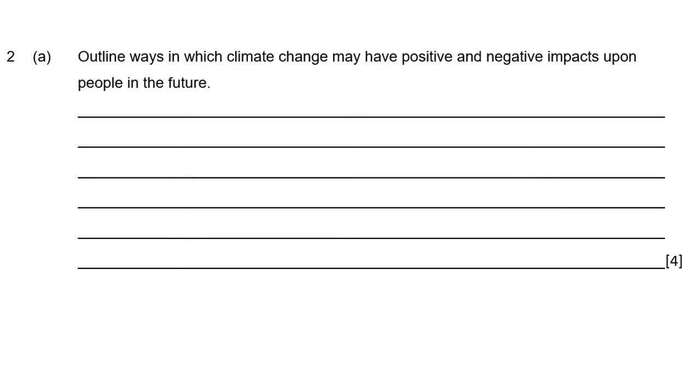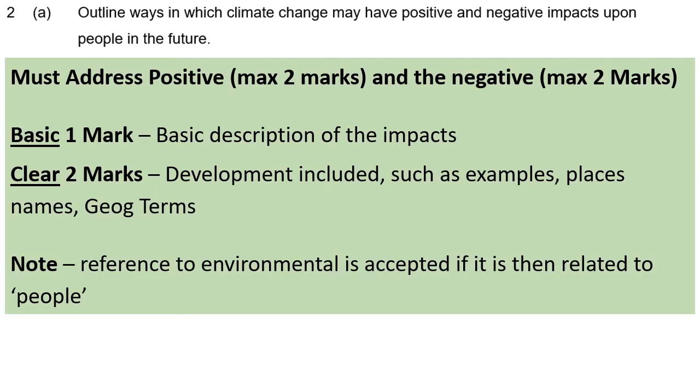Outline ways in which climate change may have positively and negatively impacted upon people in the future. So 1 mark is a basic description of the impacts, and 2 marks is going to be development, maybe examples, place names, geography words, so exactly the same things that keep coming up. If you reference the environmental, so that isn't asked in the question, we will accept that as long as the environmental then has an impact upon people.